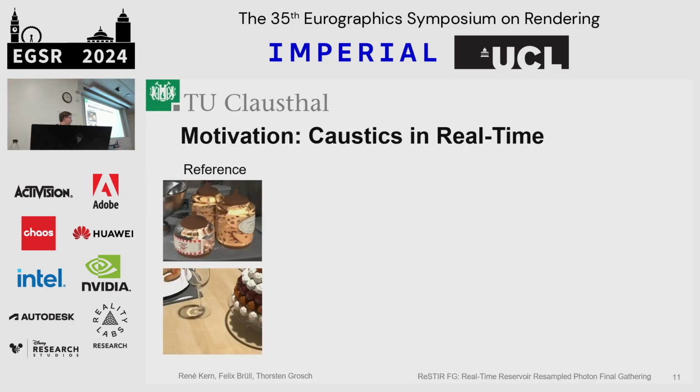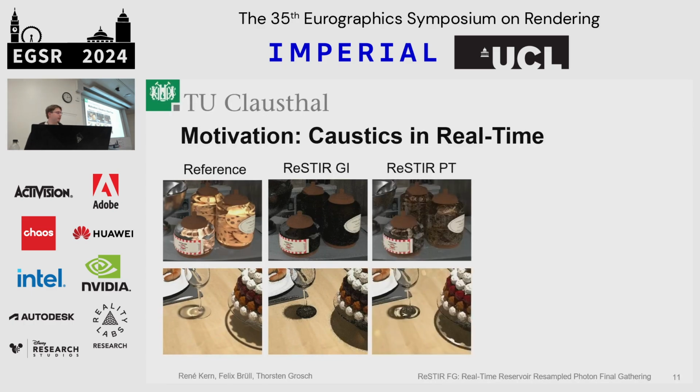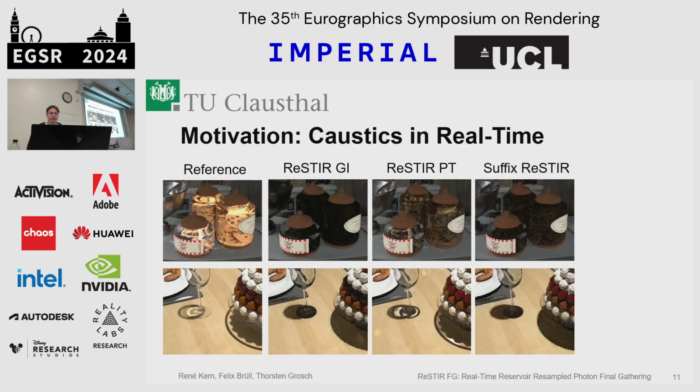However, all of these global illumination resampling algorithms fail at rendering caustics, as we can see here in the cookie jar, or it's a glass jar. ReSTIR GI completely fails to find or to resample any path. They can find these paths with a very low probability, and then they often disappear very fast, so you don't see them. ReSTIR PT is somewhat able to find these paths, using a reconnection shift to find these caustics. However, they are riddled by many correlation artifacts, and suffix ReSTIR also does not find any caustics.